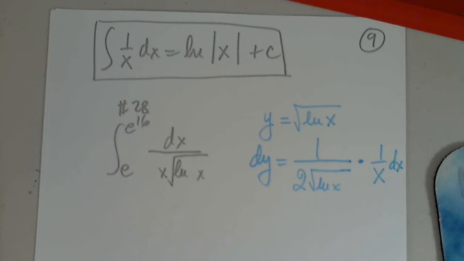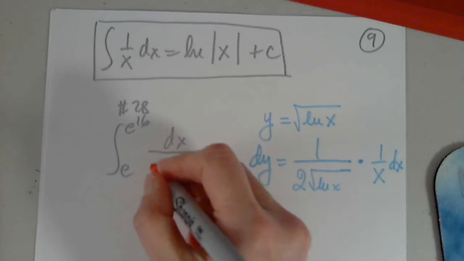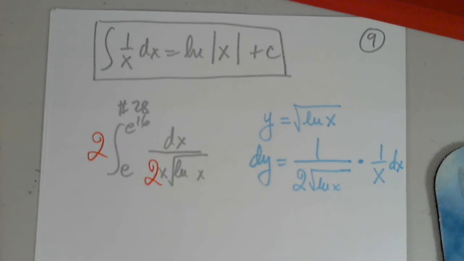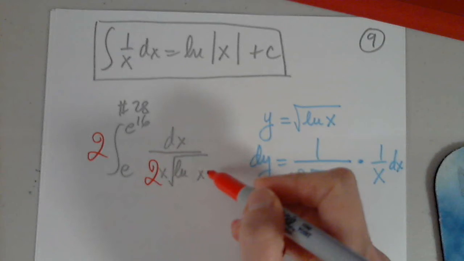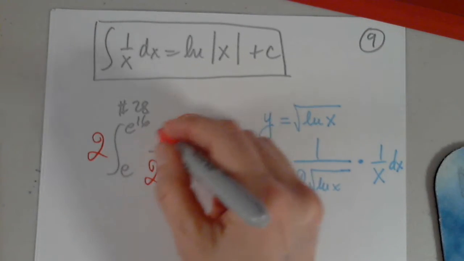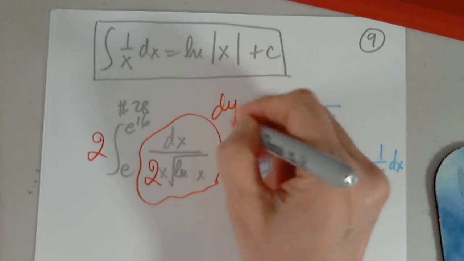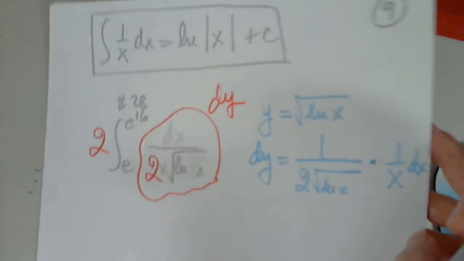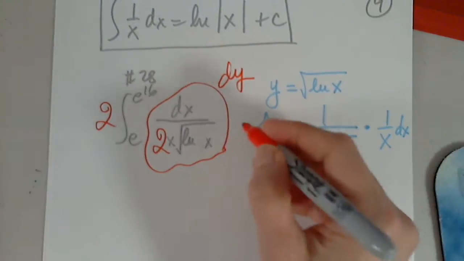Do I have all this? Of course I do. Do I have 1 over x times the square root? Yes, it's right here. Do I have dx at the top? Yes, I do. What I don't have is this little 2. Who cares? I made it up. I multiply the denominator by 2 and the numerator by 2. So now all this is dy.